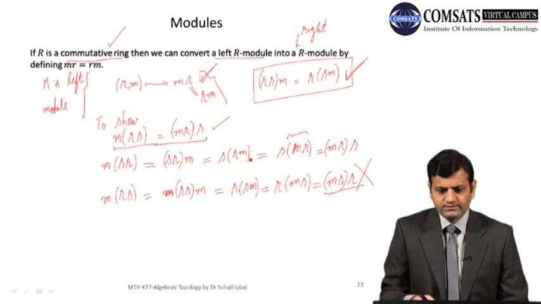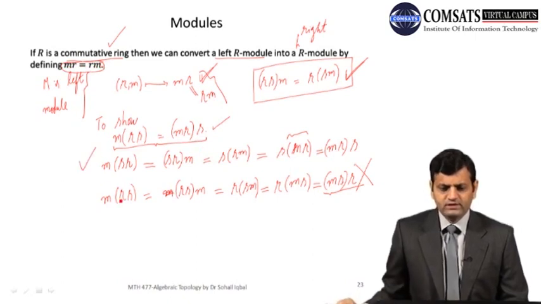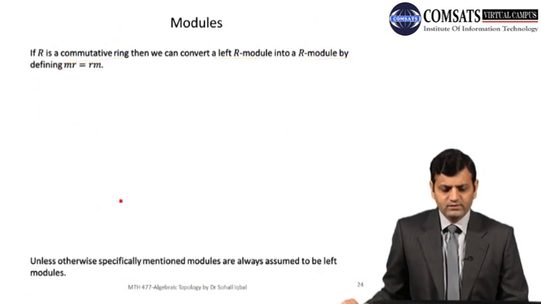In other words, if R is not a commutative ring, then a left module is not a right module. Only if R is commutative, then we can define the right action M into R equal to R into M, and using commutativity, all the conditions are satisfied, so it becomes a right module. So unless otherwise specifically mentioned, modules are always assumed to be left modules.